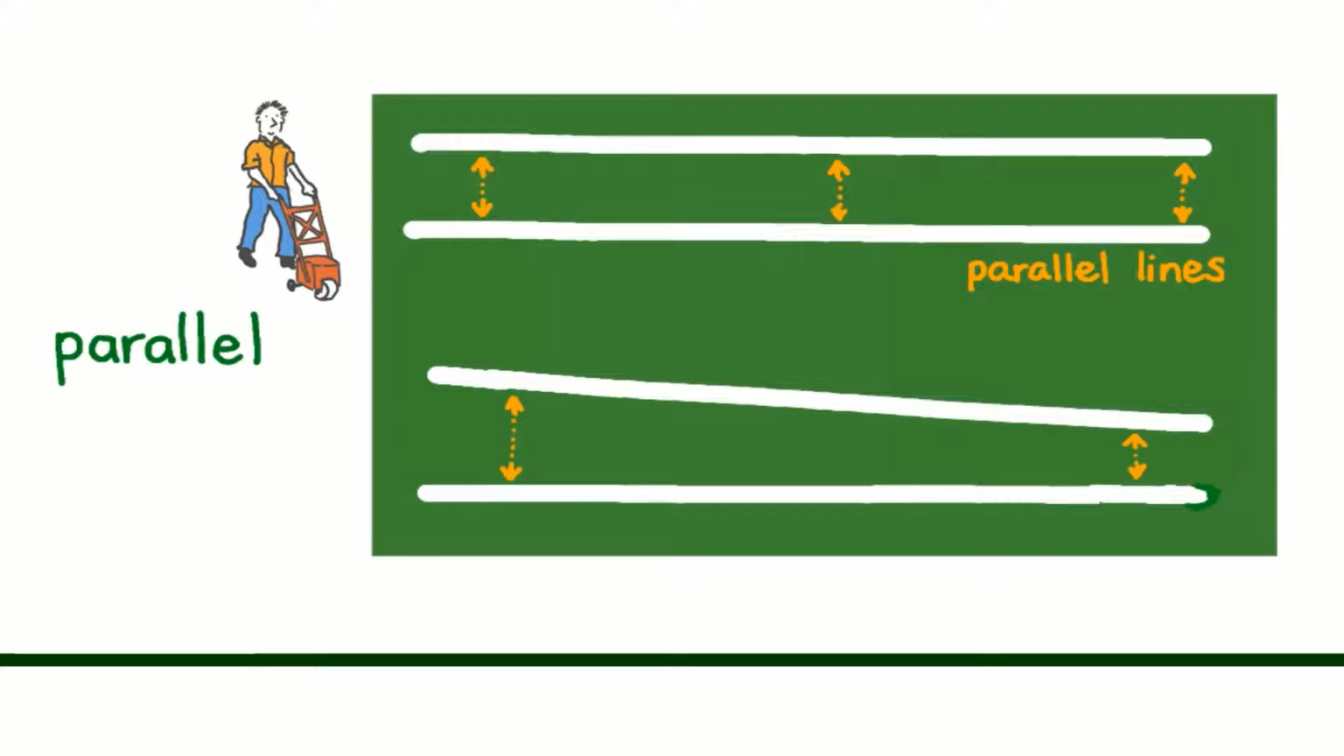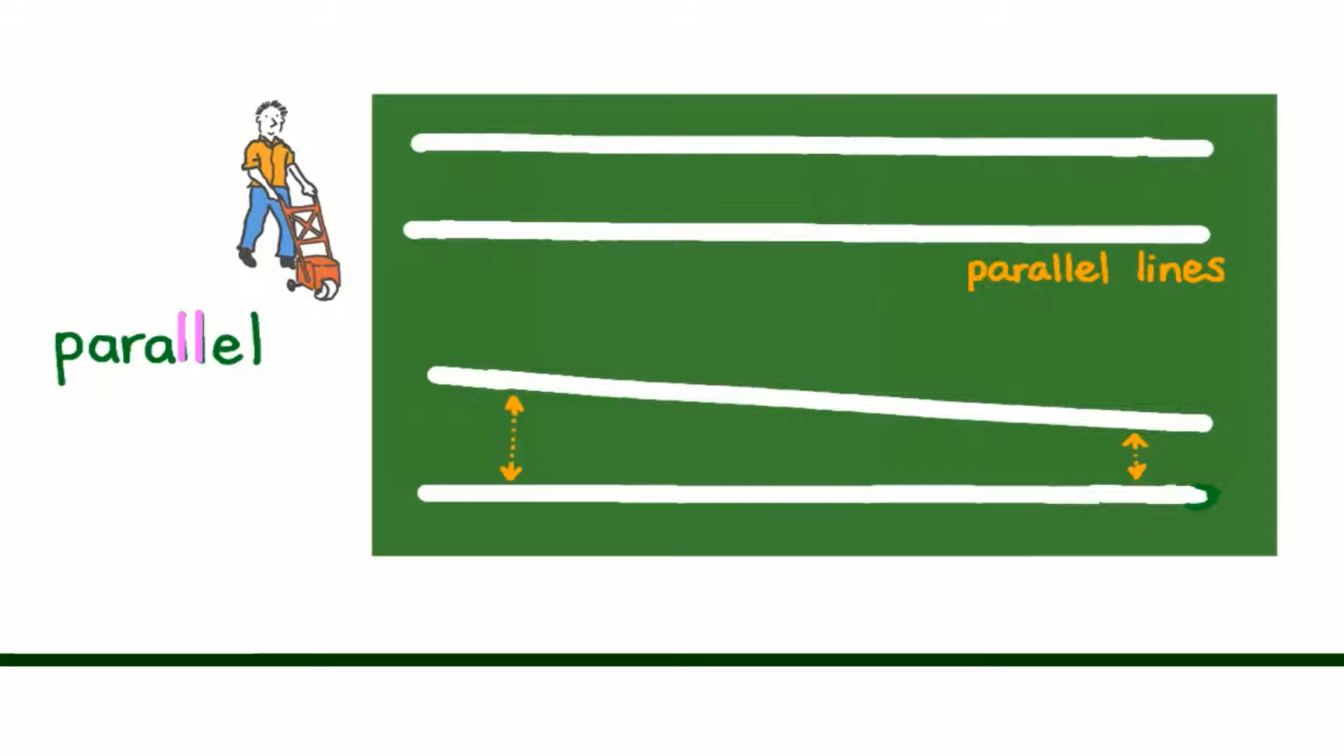And inside the word parallel there's a little clue to help us remember what it means. Can you see the two letter L's next to each other? These two letters are straight lines that are always the same distance apart, aren't they? Even the letter L's in the word parallel are parallel.